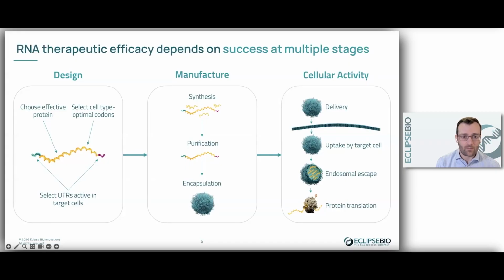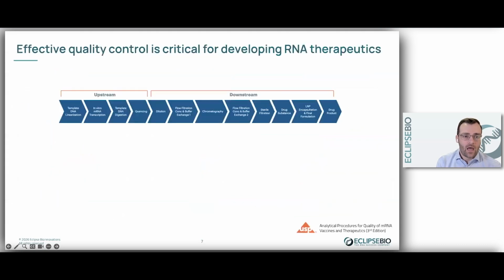A failure at any single point, a truncated RNA during synthesis, double-stranded RNA impurities, a truncated poly A tail, can derail the entire therapeutic. And that's why quality control matters so much, and why regulators and advisory bodies are becoming increasingly focused on quality control across the long nucleic acid space.